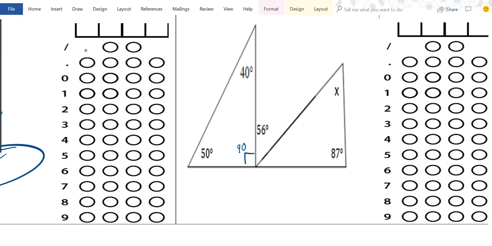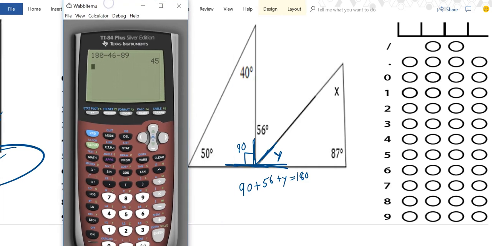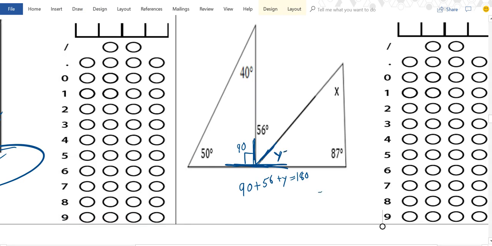Now, similar to the idea of a linear pair, we have three angles here on a straight line. They form a straight line, so they have to add up to 180. So if I called this y, I would know that 90 plus 56 plus y is equal to 180. So if we did 180 minus 90 minus 56, we'd find out that that angle y is just 34.